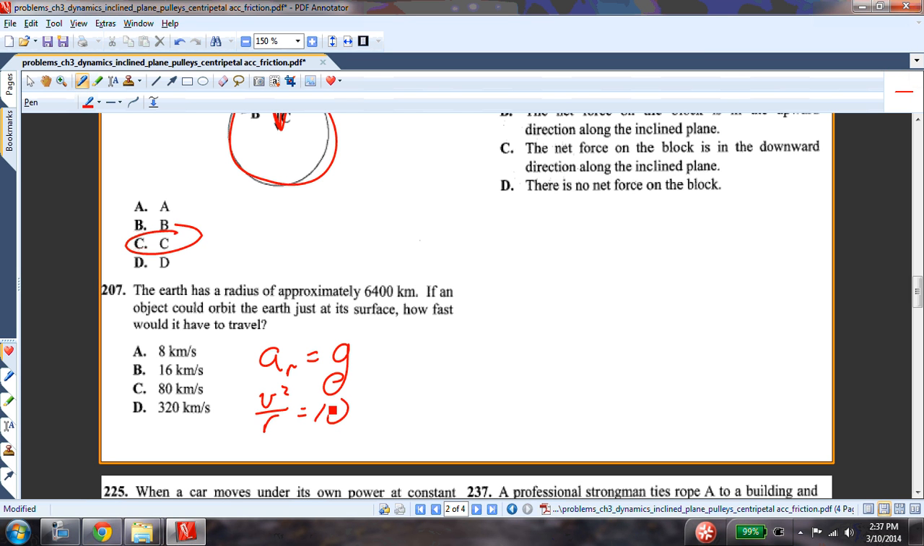And so v squared is equal to 10 times 6,400 kilometers, or 64,000. The square root of that should be 80, right? 80 squared is... let's see, that might be a mistake. Let me just double check this.